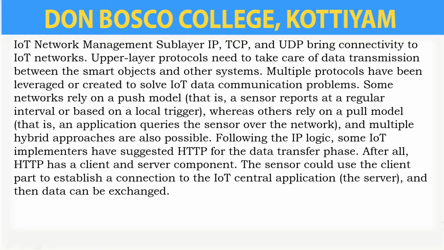And the networks rely on different models like the push model, pull model, or hybrid models. Push model means that a sensor reports at a regular interval or based on a local trigger. And the pull model means an application queries the sensor over the network, or the networks can use hybrid approaches, that is the combination of push model and pull model.